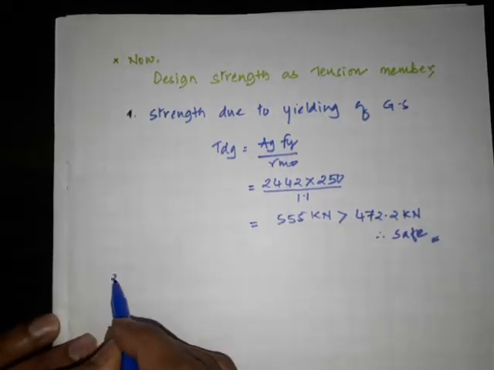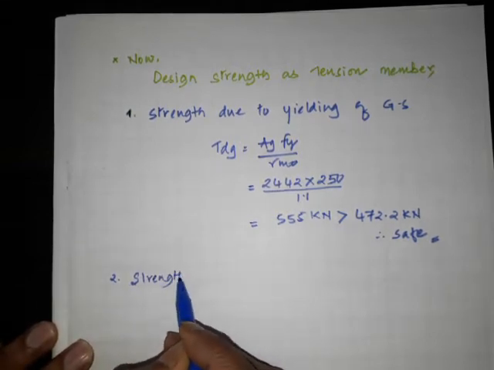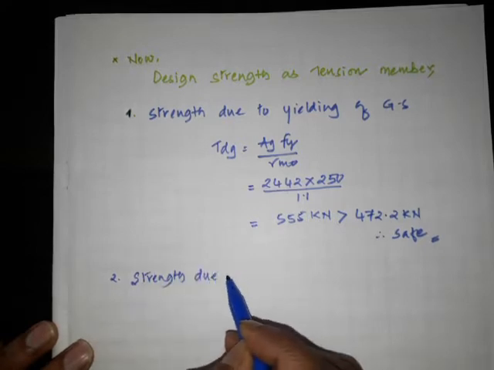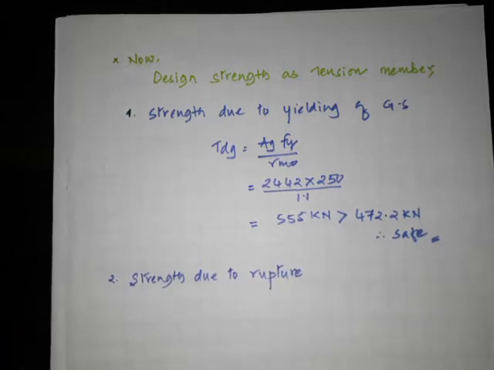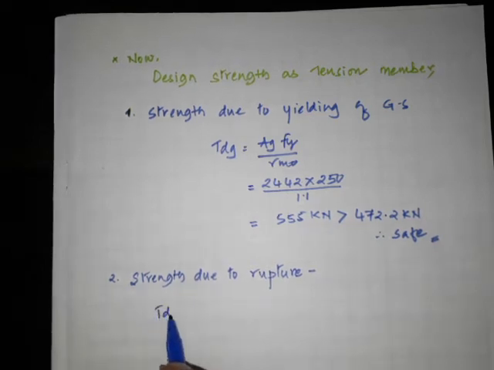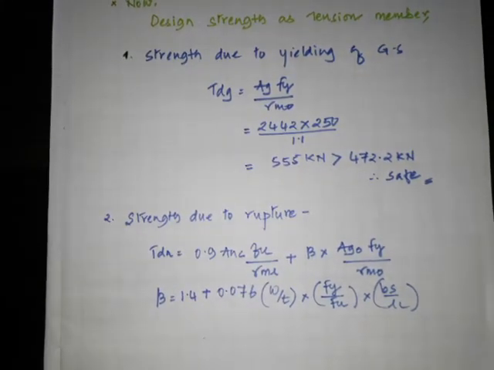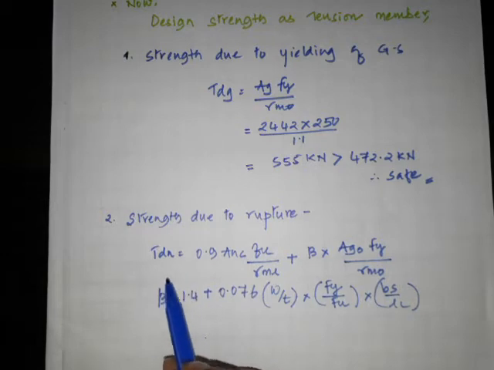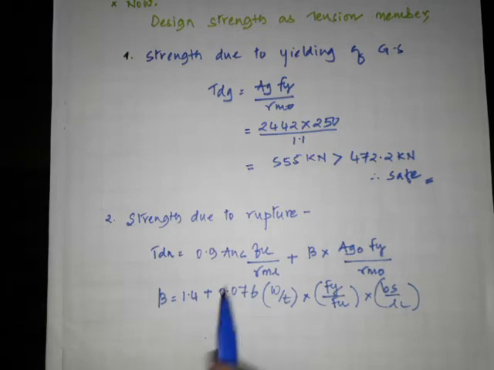Now the second one is strength due to rupture. You have to note down the formula here, that is Tdn equal to. Again, as per IS 800, we have this equation for the calculation of strength due to rupture, and from that we have to find out beta. The equation for beta is given.